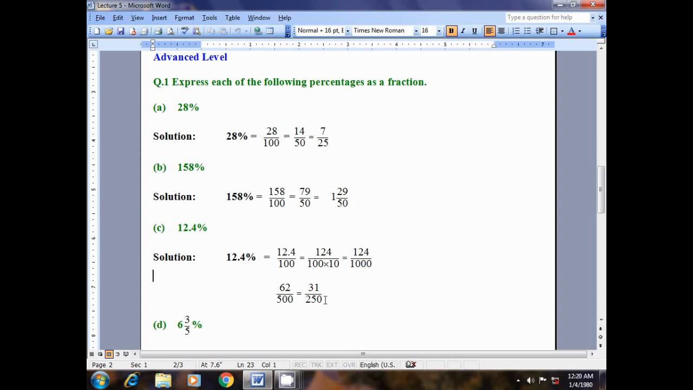Now this is the simplest form of the given fraction. Now we cannot further divide this numerator and denominator, because there is no number which divides both numerator and denominator. And since we have a proper fraction in which we have numerator less than the denominator, we cannot express this fraction in the form of mixed fraction. So this is the simplest form of the given 12.4%.